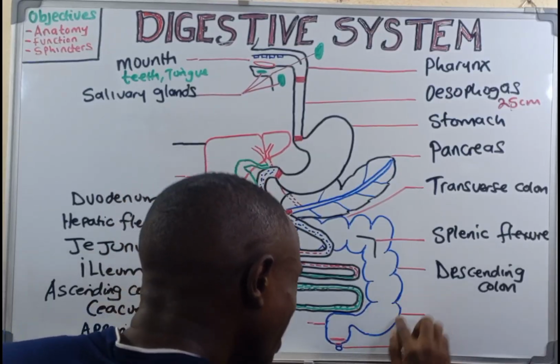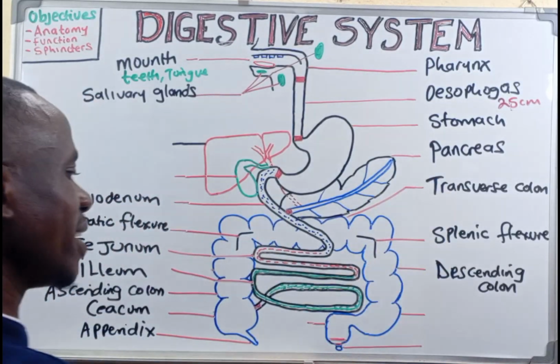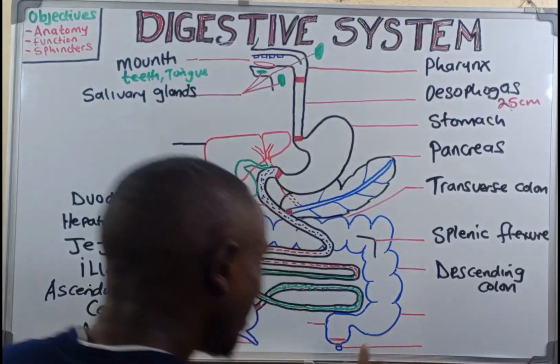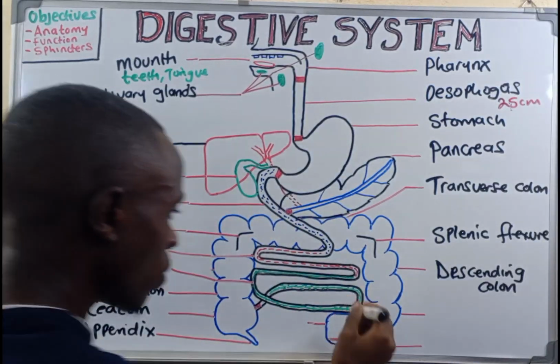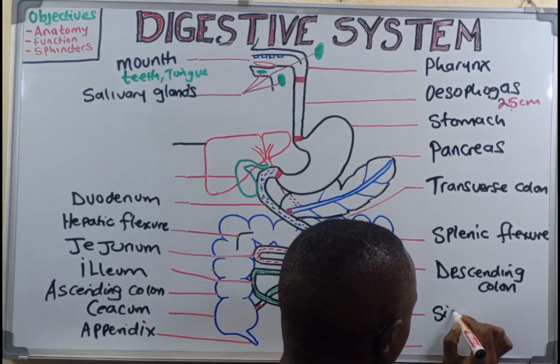Now, as you move down the descending colon, there is this very big dilated structure here, just after the descending colon. You know how do we call this dilated portion of the large intestine? This one here is what we call the sigmoid.